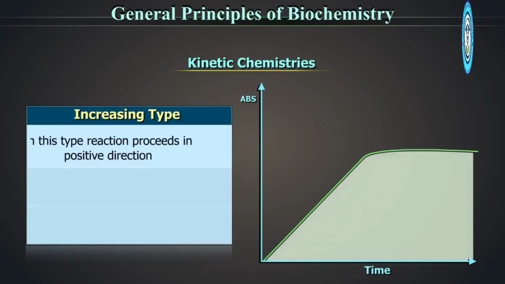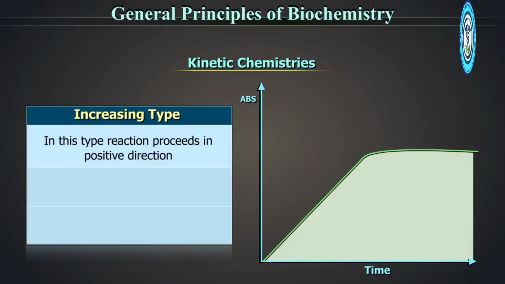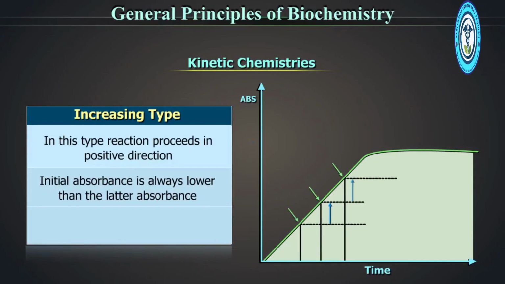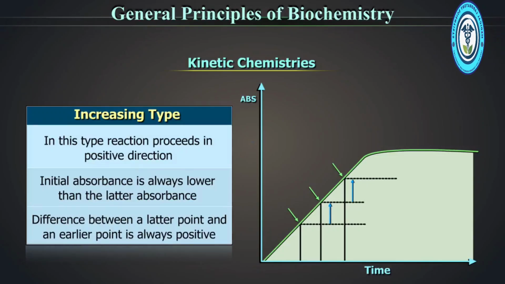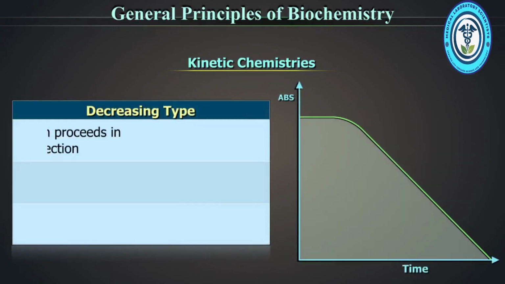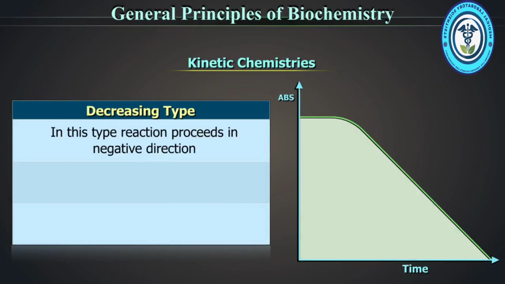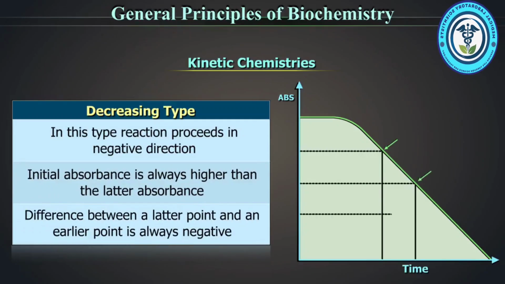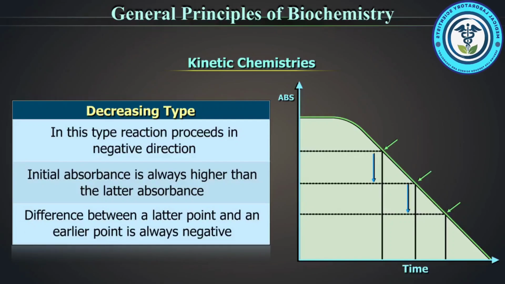Increasing type. In this type, the reaction proceeds in a positive direction, wherein the initial absorbance is always lower than the latter absorbance. The difference between a latter point and an earlier point is always positive. B. Decreasing type. This type of chemistry is also called a negative direction type. Initial absorbance is always higher than the latter absorbance. The difference between a latter point and an earlier point is always negative.